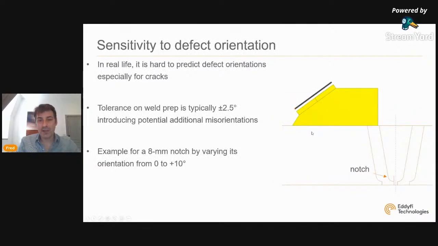I mean, in real life, it's hard to predict the orientation of defects. Unfortunately, they are not like these nice notches that we like. If you look at weld prep, according to welding standard, you have a tolerance of plus minus 2.5 degrees. So you already have a 5-degree gap on the bevel itself. So let's look at 8 millimeter notch right here, and let's look at a reconstruction of a 3T mode for the defect evolving from 0 to 10 degree.